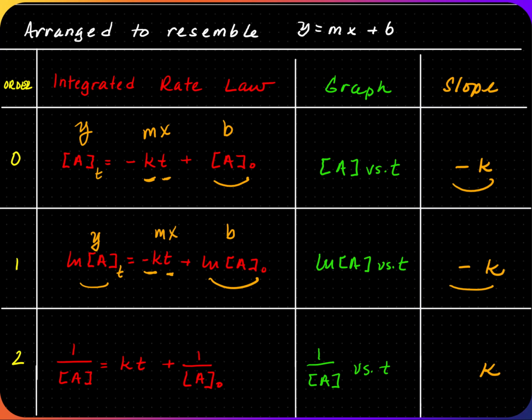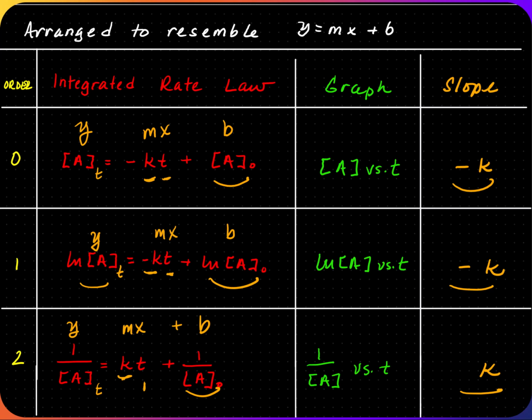For my second order, my equation was 1 over A concentration at some time t is equal to kt plus 1 over the initial concentration. Again, written in the line equation format. So 1 over A_t is my y. This is equal to mx plus b. So my initial concentration is my y-intercept. My t here again is my x, or horizontal axis. My k is my slope. If you notice my k is positive, this is why the slope is positive. So 1 over A concentration of t is my y.